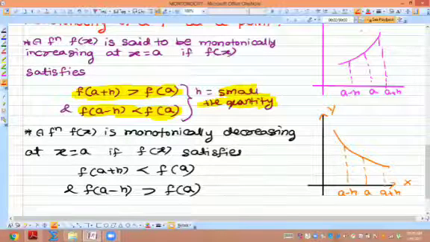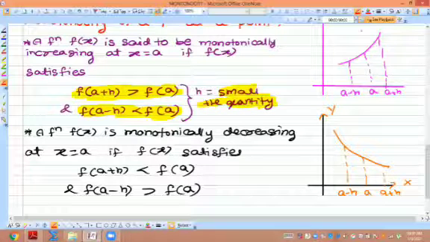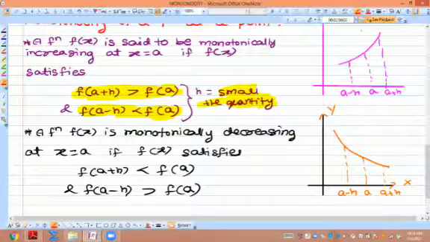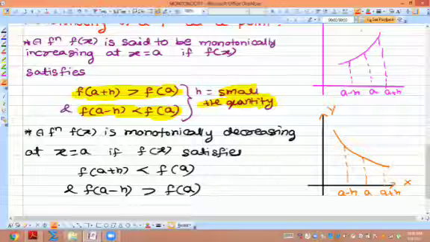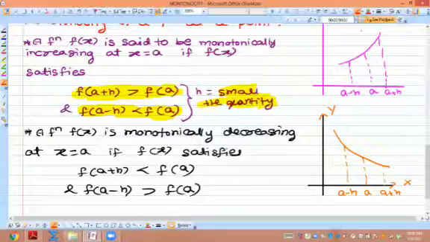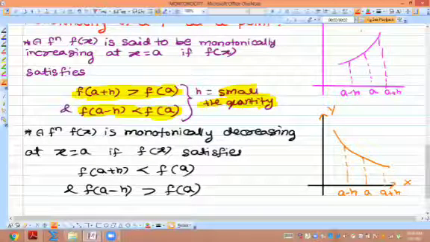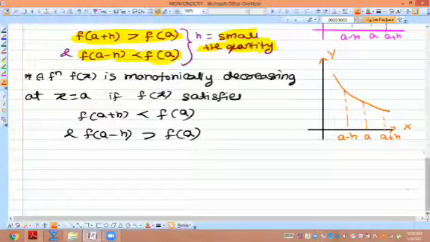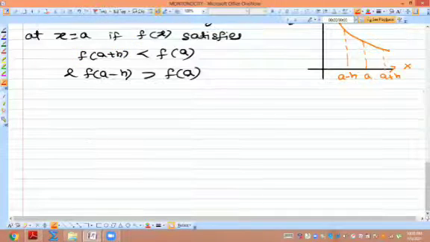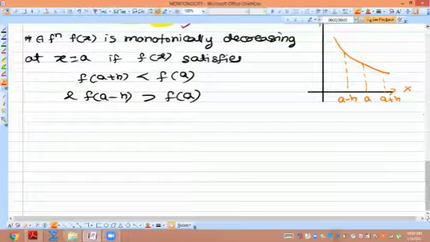See, I drew two graphs which are continuous only. Yes or no? They are continuous, so the functions are continuous. Let's say the function is not continuous, then can we talk about increasing, decreasing? We can't, sir, because the right hand or left hand limit won't exist. No, we can discuss that. Okay, I will tell you.